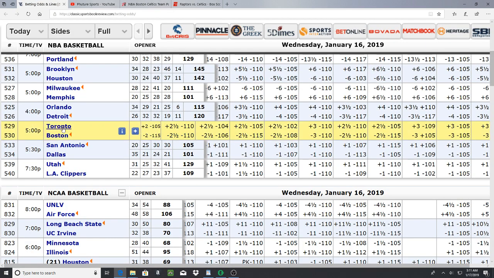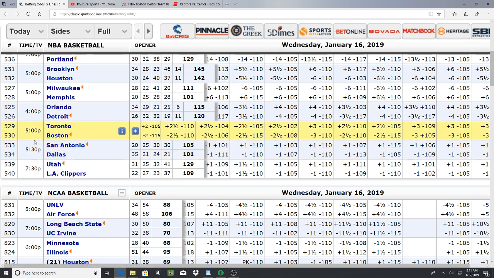As you see here, you got Boston as a 2-point favorite. Now the rule is 3-point at home favorite. Anything more than 3 is typically being shaded toward the home team. Anything 3 or less is typically being shaded toward the road team. Okay, so that's the rule of thumb. That's the guideline I use.